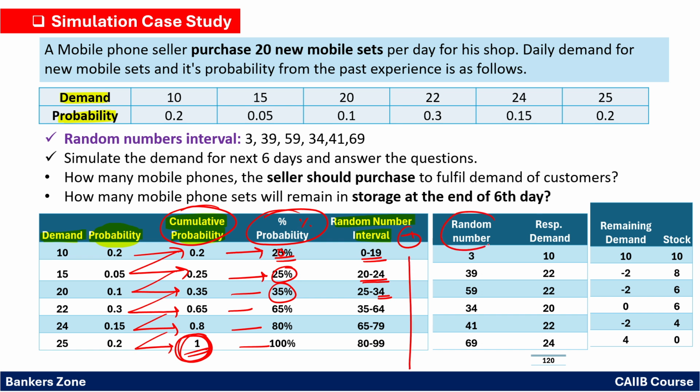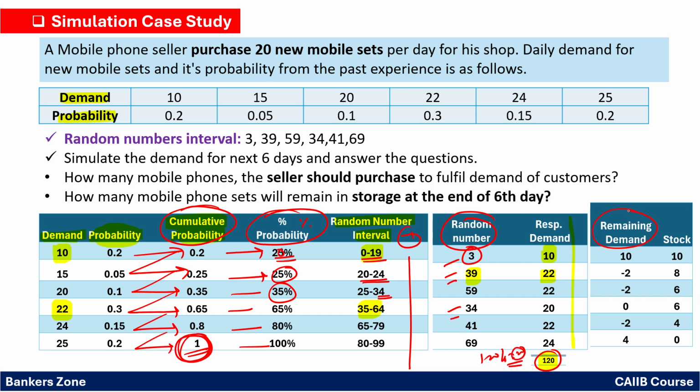Now they have provided you the random number also. Just look where that random number falls, in which interval. So 3 will fall in the first interval. So what is the respective demand? The 10 they have given. In which interval does 39 fall? 39 will fall here. So the respective demand is 22. Simply write. So in that way, you have to find the respective demand. Once you add, you will get the total demand. This is the demand for all 6 days. So 120 by 6, you will get 20. So 20 will be the average demand.